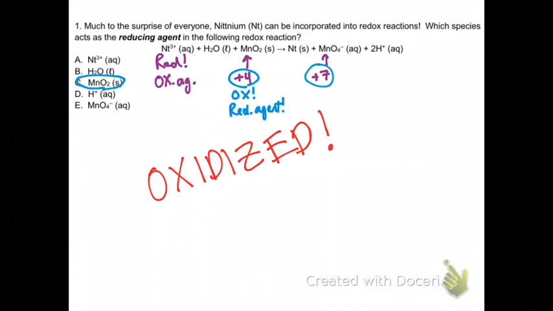And it should be noted, if you're ever asked to identify a reducing agent or an oxidizing agent, you're always looking for something in the reactant side because it's the reactants that are actually giving up or gaining electrons. So it has to be one of the reactants. It's not going to be one of the products as our answer.